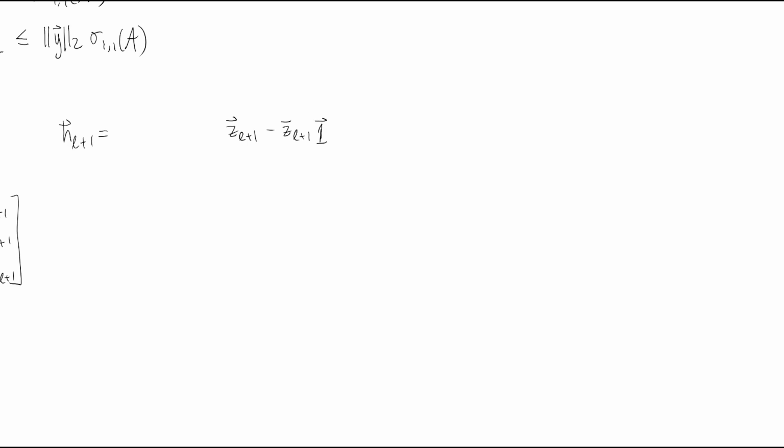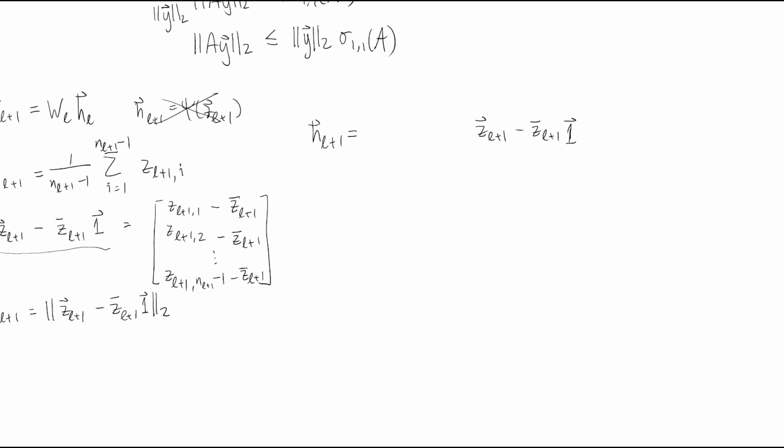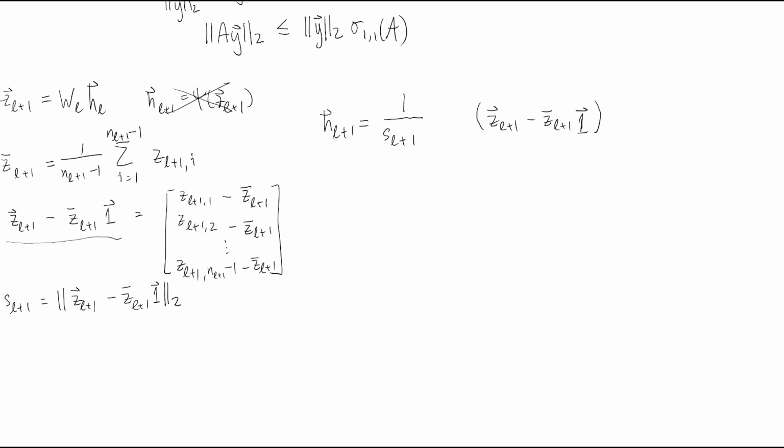Okay, so we have Z L plus one minus Z L plus one bar times the vector of ones. That's basically this vector over here. You can think of this vector as the vector Z subtracting its mean, so basically it's the vector Z centered at zero in some sense. Suppose that we divide this vector by S L plus one. What we would have is basically the vector Z, except that it's going to be centered at zero, and also it's going to be normalized because we divided by its standard deviation.